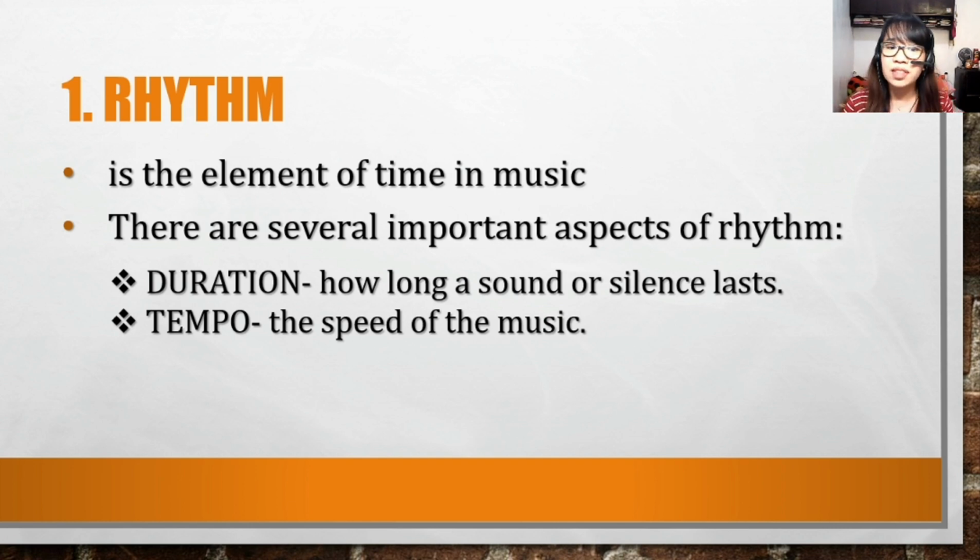Okay, so rhythm is the element of time in music, and there are several important aspects of rhythm. The first one is duration, how long a sound or silence lasts. And then we have tempo, the speed of the music. Is it fast? Is it slow? Is it moderately slow? Moderately fast? We actually have different terminologies that we use in describing the tempo of the music.